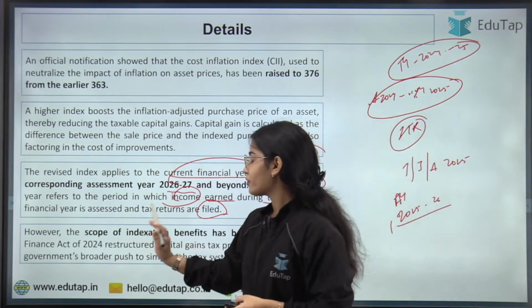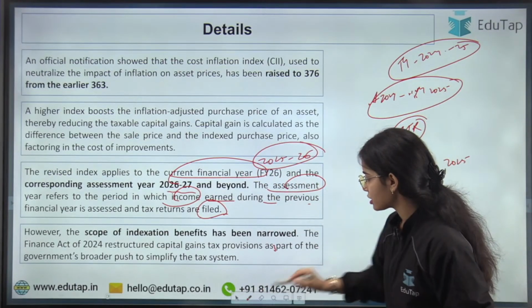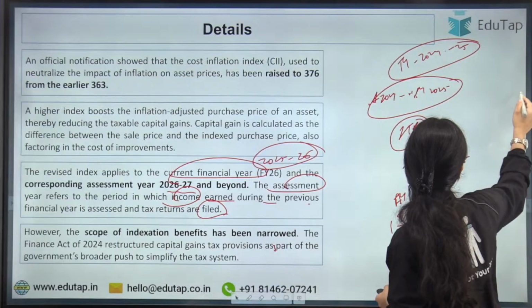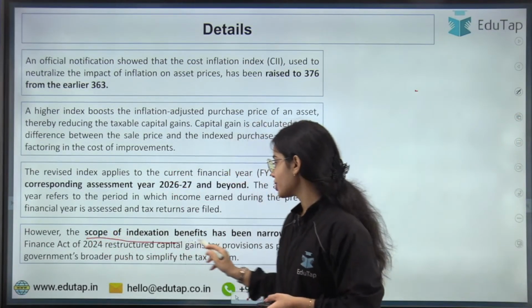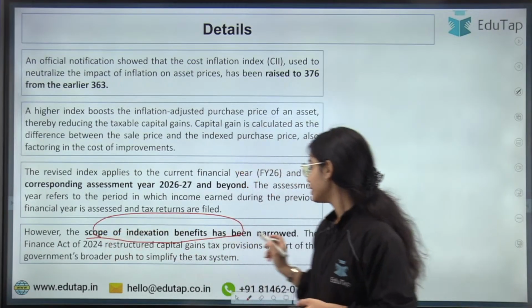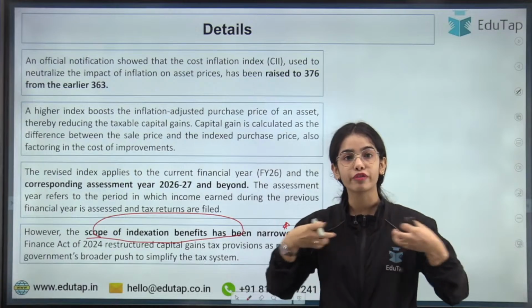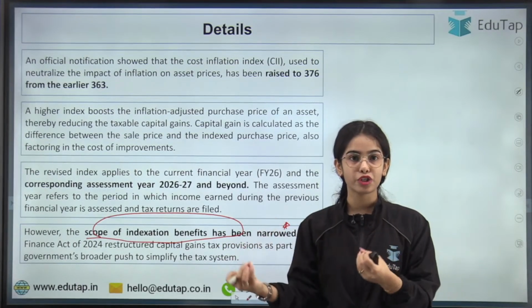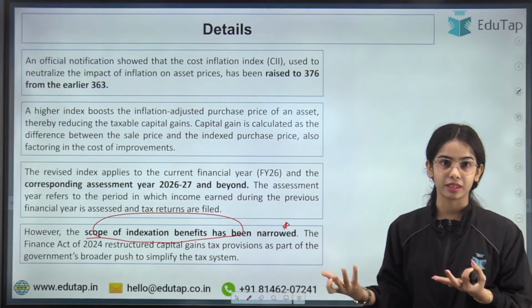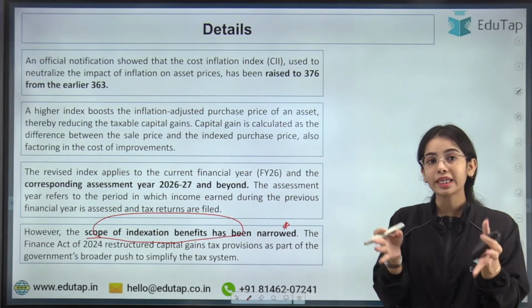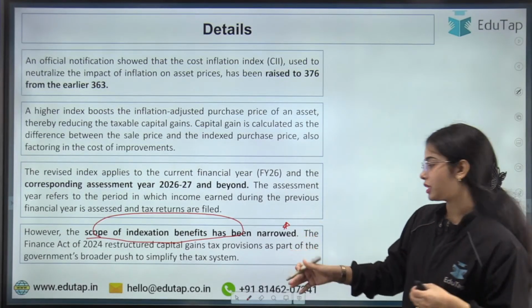Now, another important point in this direction is that the scope of indexation benefits has been narrowed. That means before, the indexation benefits were given to different institutions, entities and such, and were provided in a broader manner. But now the indexation benefits are being provided in a narrower manner. How is it so? That we will understand.